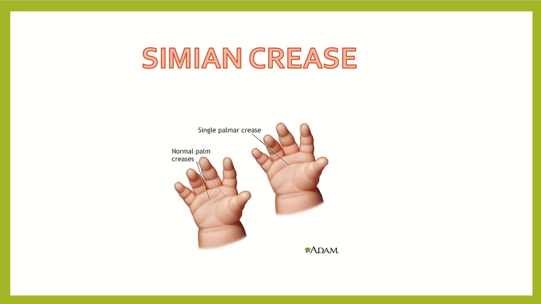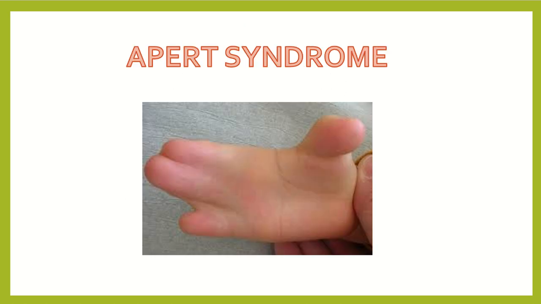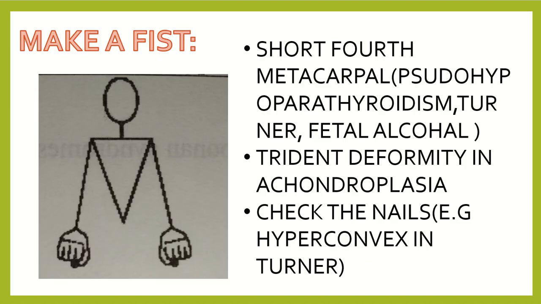You can see here the simian crease, which is present in Down syndrome and Seckel syndrome. A single palmar transverse crease. You can compare it with the normal. And the clinodactyly, the curved fingers, present in Down, Seckel and Russell Silver. Alport syndrome, the syndactyly, you can see the joined fingers.